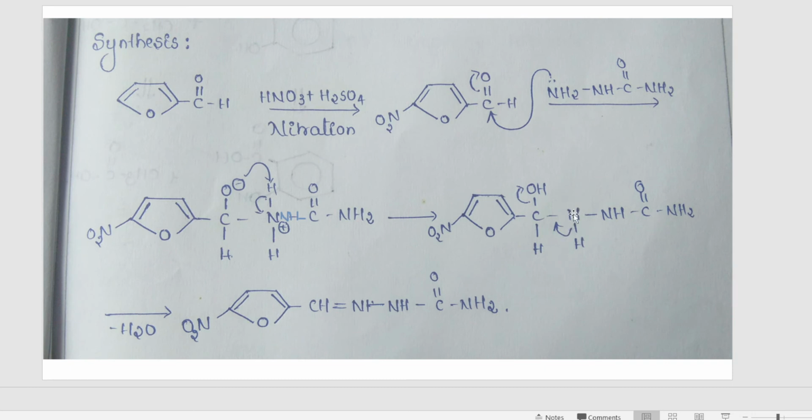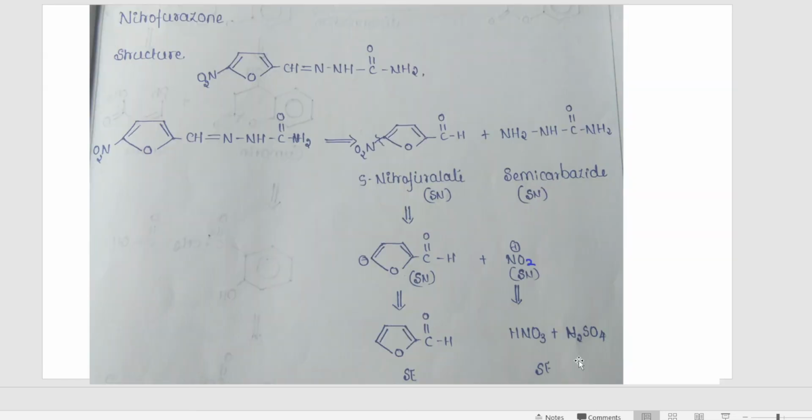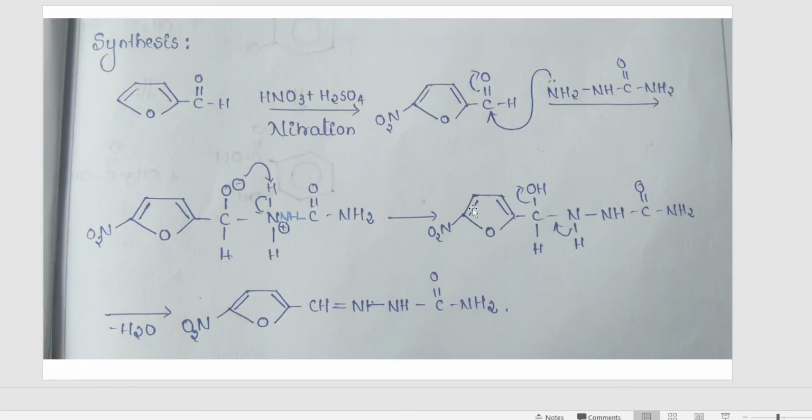Since nitrogen has a minus charge on itself, it will form a new bond between this carbon and nitrogen as CH double bond N. There is no NH, sorry, there is only N because H has gone out as H plus. So it's CH double bond N, NH, C double bond O, NH2. Okay, so we have got our nitrofuran molecule.